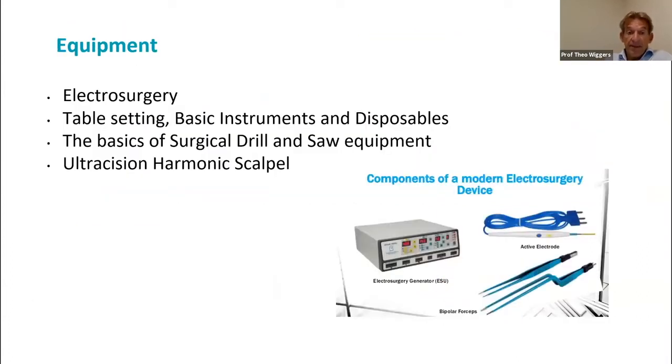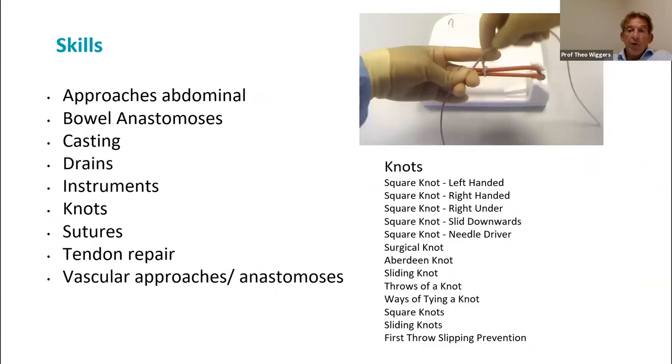And I told you, equipment: electrosurgery, table settings, basic instruments, disposables, drill and saw equipment, harmonic scalpel, all equipment you are using on a day-to-day basis, and you will be very confident if your resident has shown and has passed the test of a certain equipment and that he is not only licensed, but also skilled to work with this equipment. And then we have the skills where you start. We have now, I think, 135 skills.